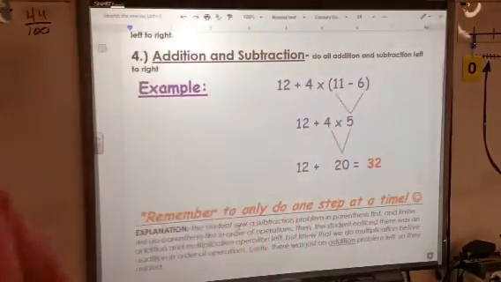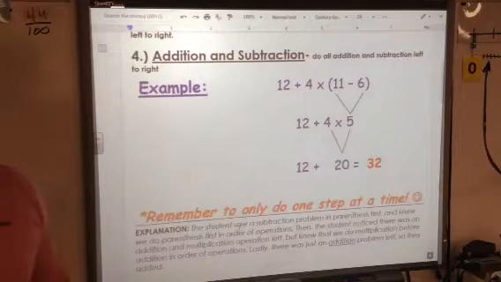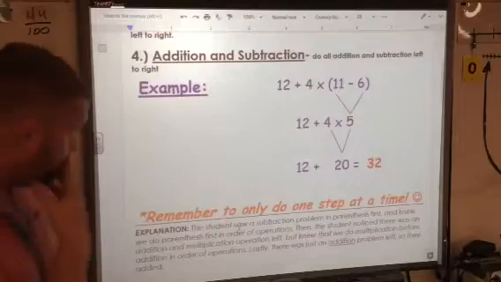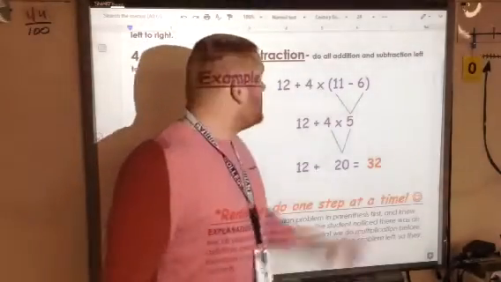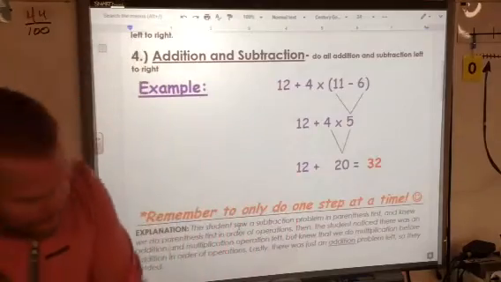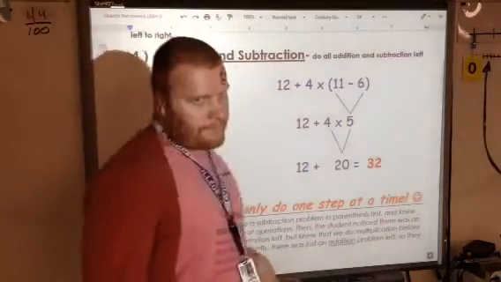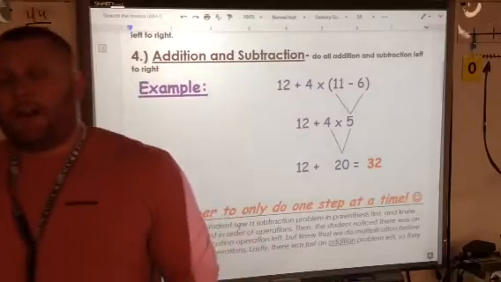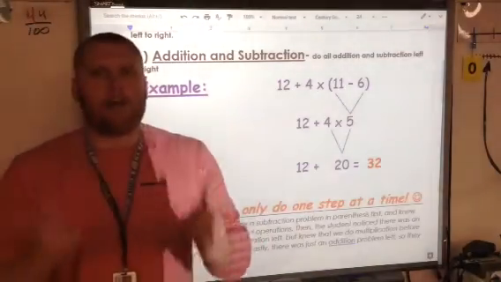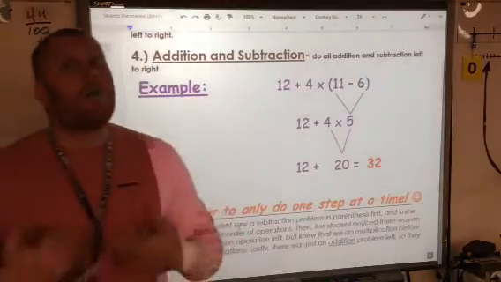Parentheses. Now, if we follow our order of operations, we know that we have to do parentheses first. So whatever is inside the parentheses, that's what we do first. And what I notice is 11 minus 6 is in parentheses. 11 minus 6 is, bingo, 5. Okay? Now, the key part to this is only performing one step at a time, or one operation at a time.